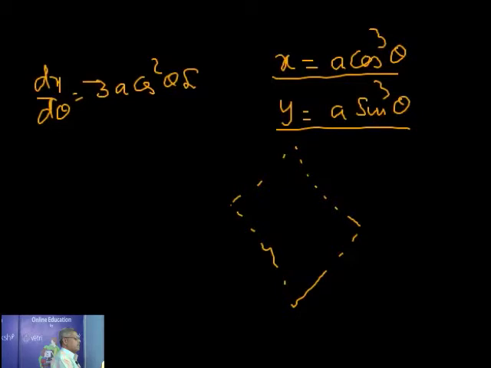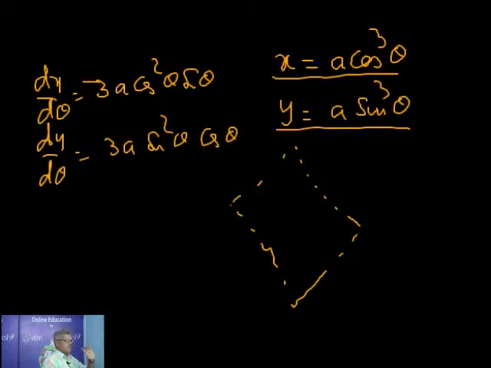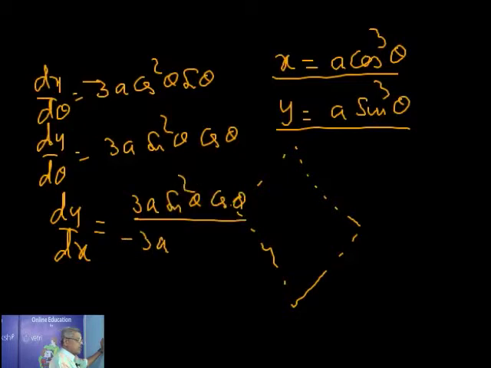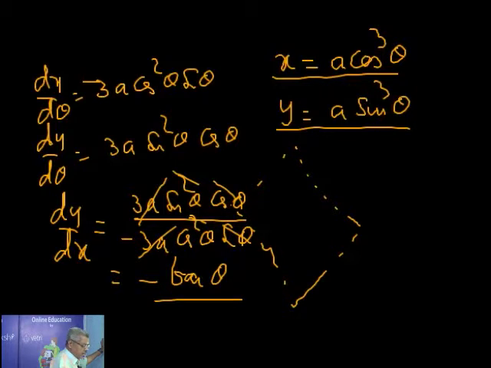dy by d theta is nothing but 3a sin square theta cos theta. So we are finding dx by d theta and dy by d theta, thereby finding dy by dx for the curve. In terms of the parameter, dividing this by this, you get 3a sin square theta cos theta divided by minus 3a cos square theta sin theta. Automatically 3a gets cancelled, one sin theta gets cancelled, one cos theta gets cancelled, giving only minus tan theta. This is our dy by dx.